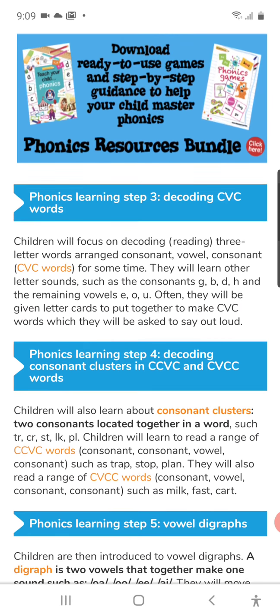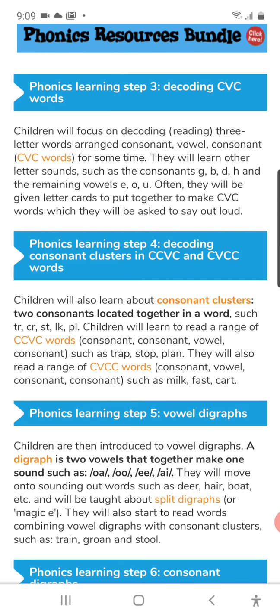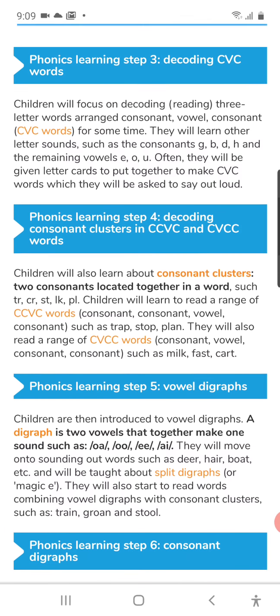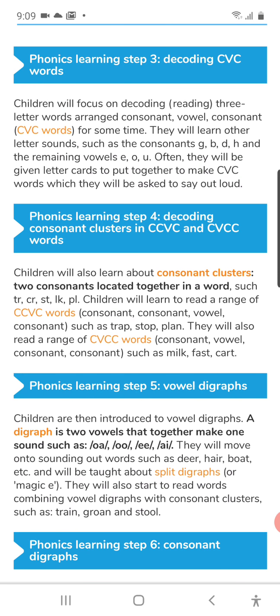Phonics step number 3 is called CVC words. Children will focus on decoding, or reading, three-letter words arranged consonant, vowel, consonant. That's why, what is CVC? Consonant, vowel, consonant words. For some time, they will learn other letter sounds such as the consonants G, B, D, and H, and the remaining vowels E, O, U. They will be given letter cards to put together to make CVC words and they will be asked to say them out loud.